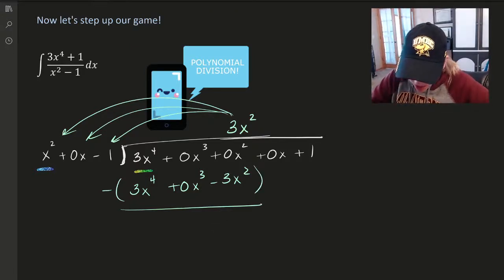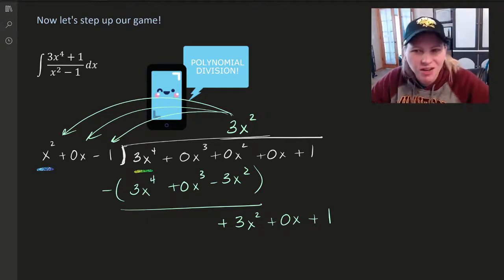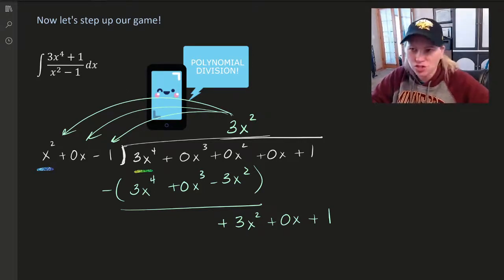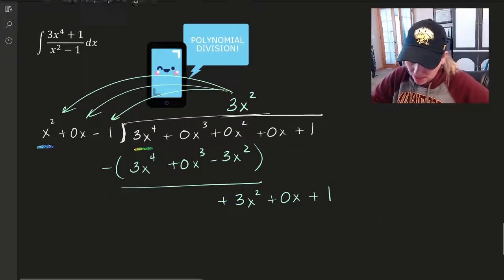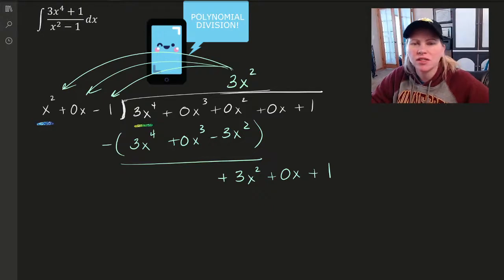So the first terms cancel, then I get 0, and then 0 minus a negative turns to a plus 3x squared. Then I'm going to bring down the 0x, and I'm also going to bring down the 1, because I know that I'm going to need to bring it eventually. And with the 0x's happening, I just know that I'm going to have to. Now, if you don't know that you need to bring 2 terms down at a time, it'll become obvious.